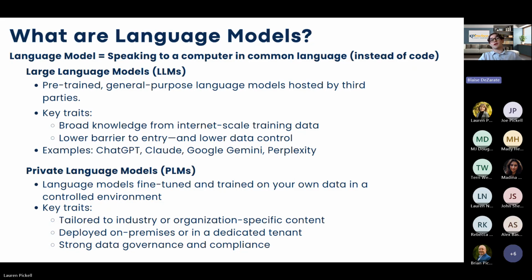They have very strong data governance and compliance. So they give you that same language understanding power, but it's wrapped in your own security and compliance framework. You're deciding exactly what data they see and where it stays.